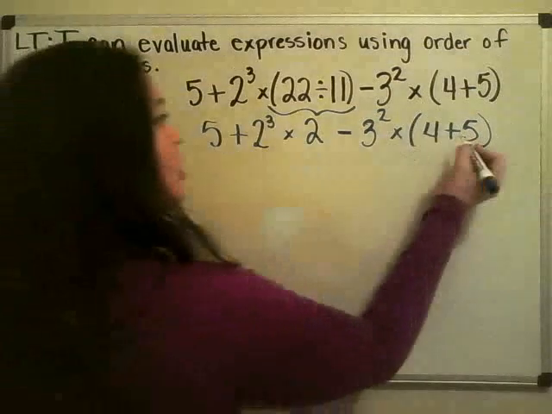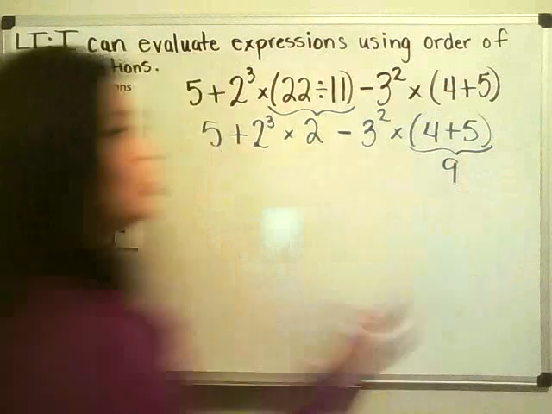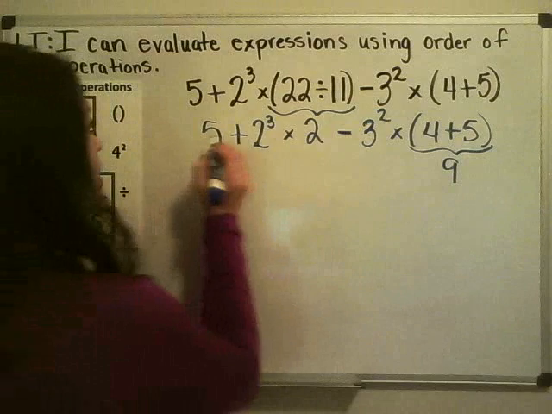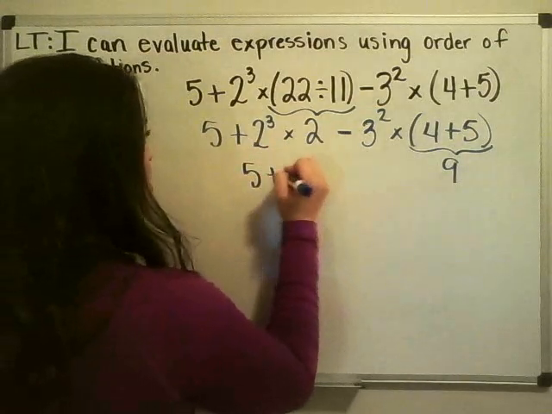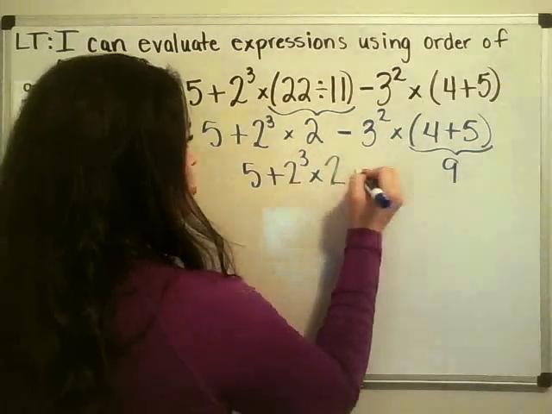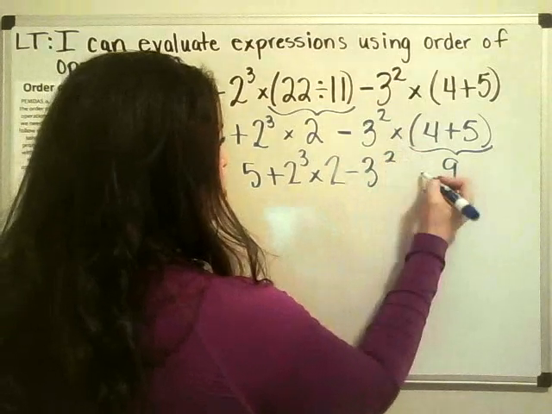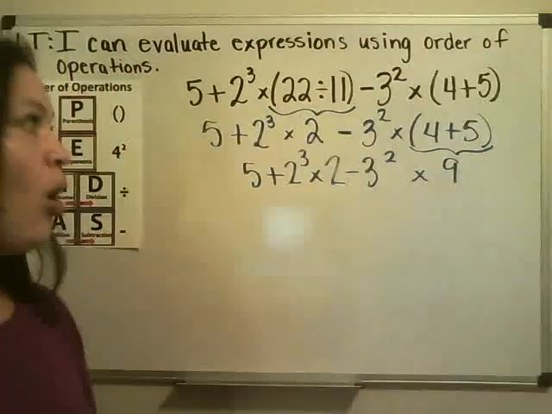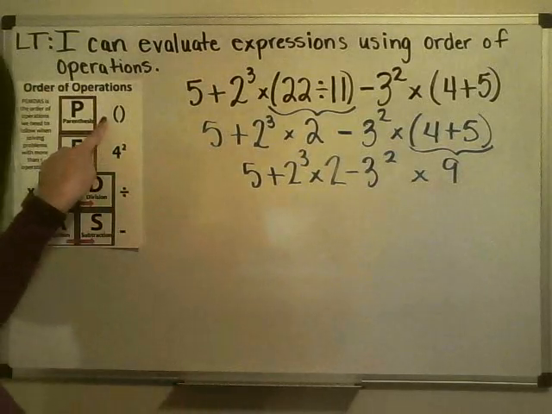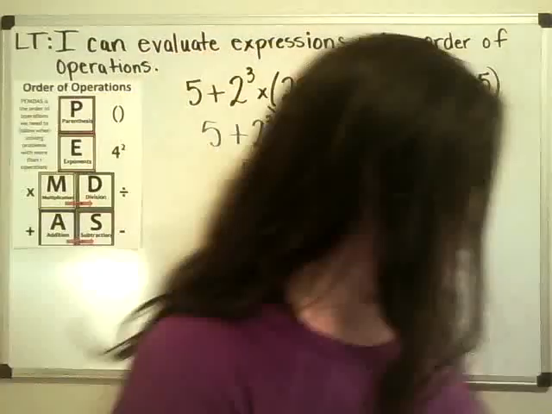So the next one we're going to work on is 4 plus 5. That is 9. Write down very neatly everything that you have left. I have a 5 plus 2 cubed times 2 minus 3 squared, and then a multiplication sign right there. All right, we took care of all of our parentheses. Next, we get to move to exponents. Anything that has an exponent needs to be solved next.